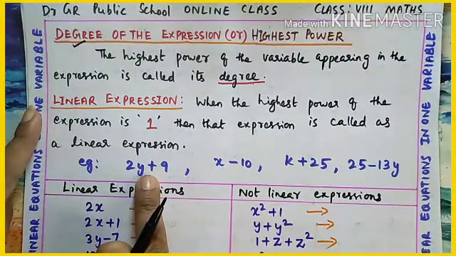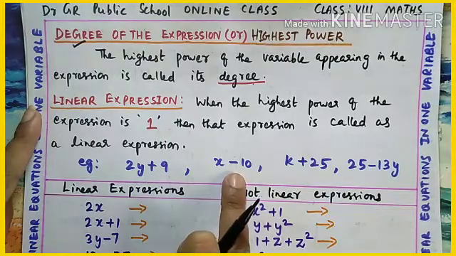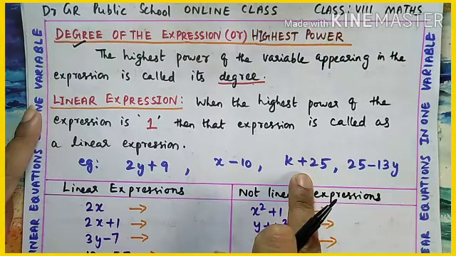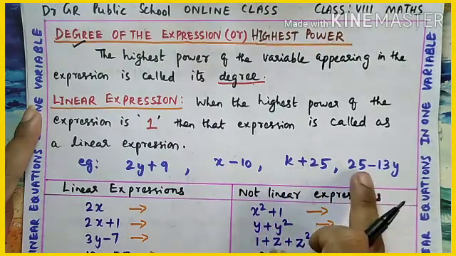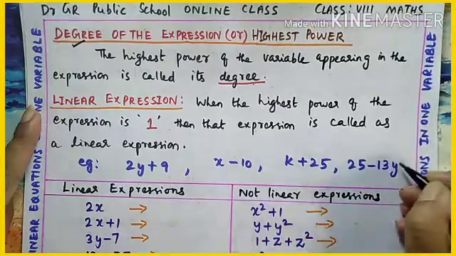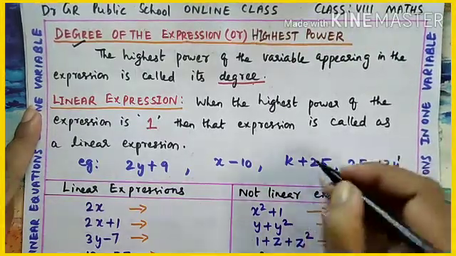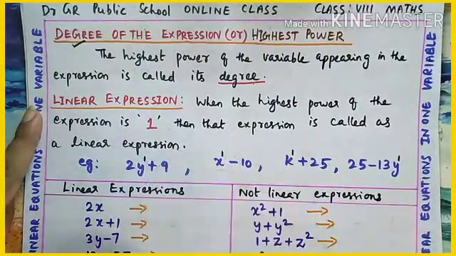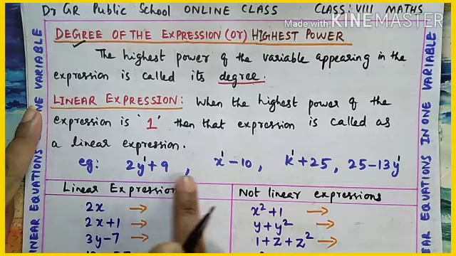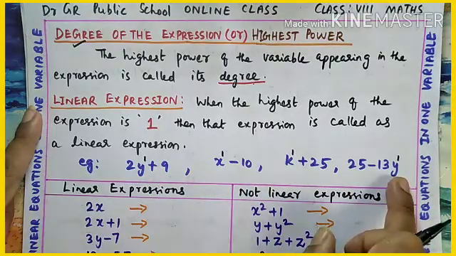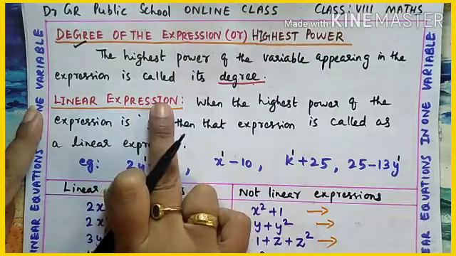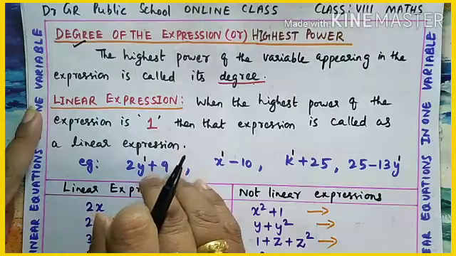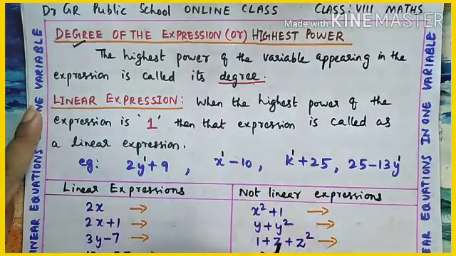See some more examples. 2y plus 9: what is the power of y? 1. x minus 10: what is the power of x? 1. k plus 25: what is the power of k? 1. 25 minus 13y: here also y is the variable, and the power is 1. So in all of these, the power of the variable is 1. When the expression has power 1, we call that expression a linear expression. Understand, children? These are the expressions we are going to study in this lesson.